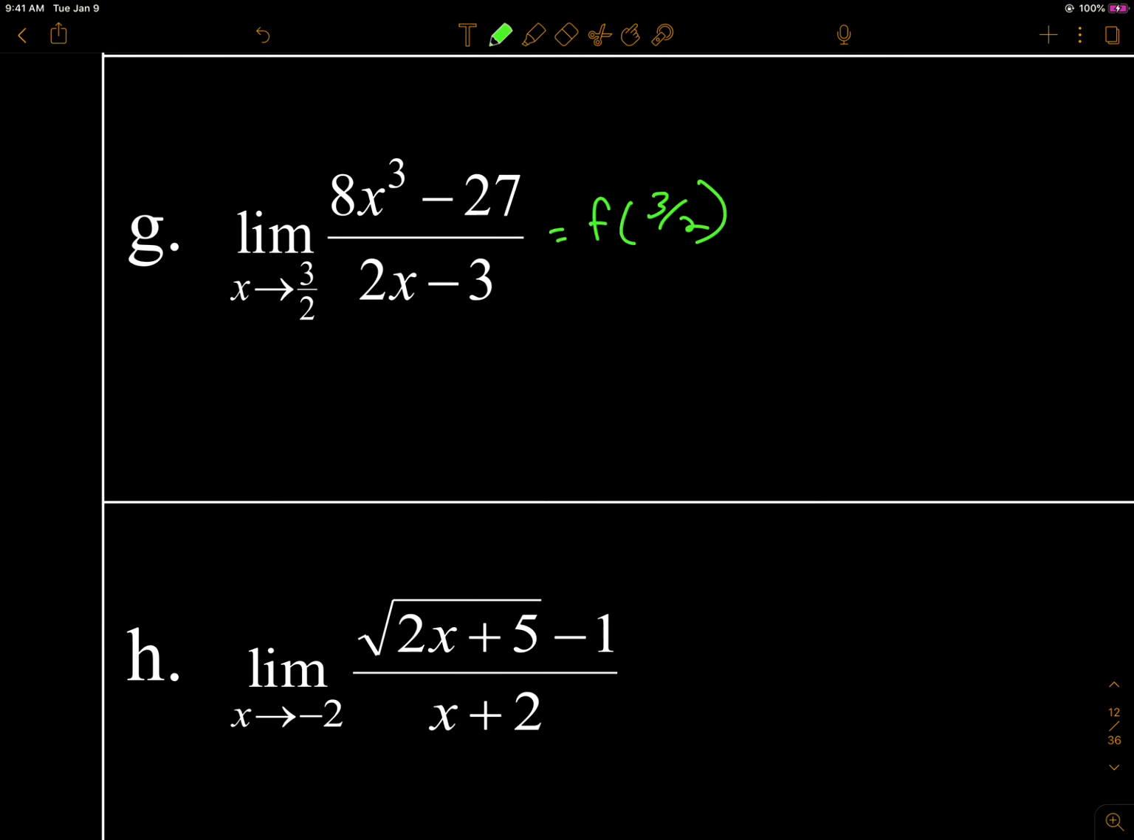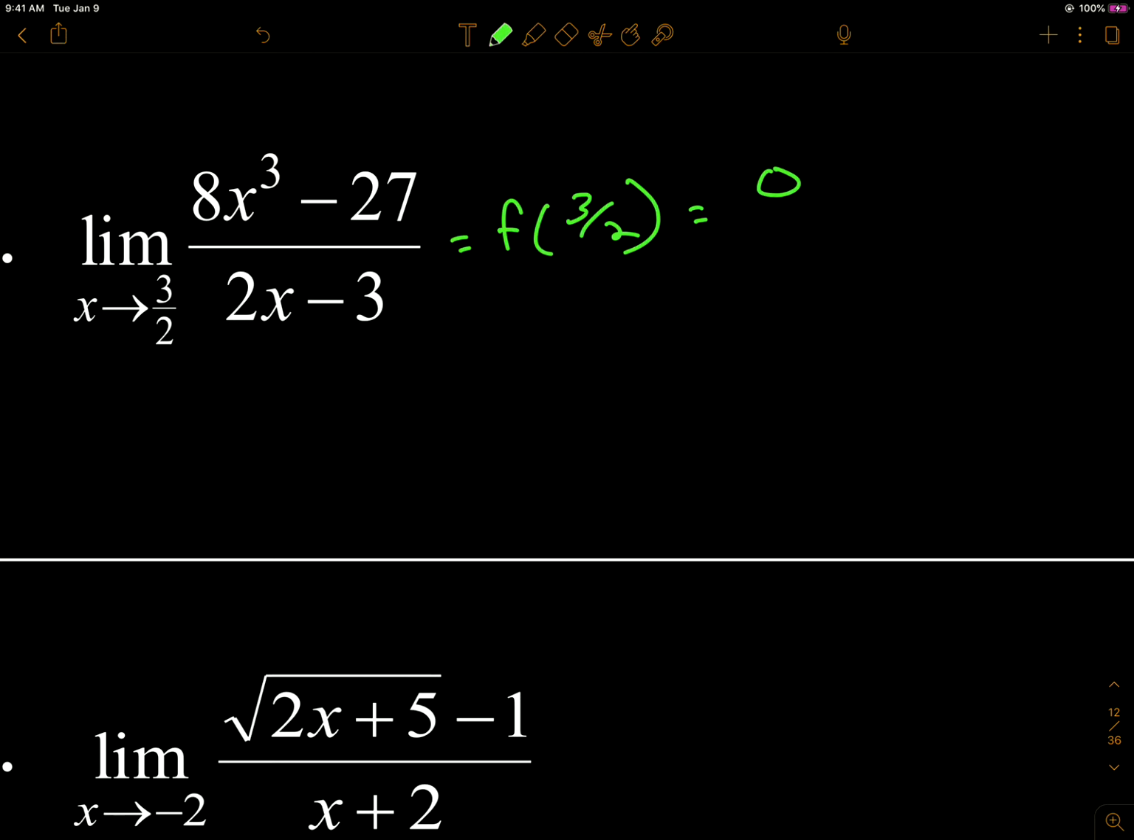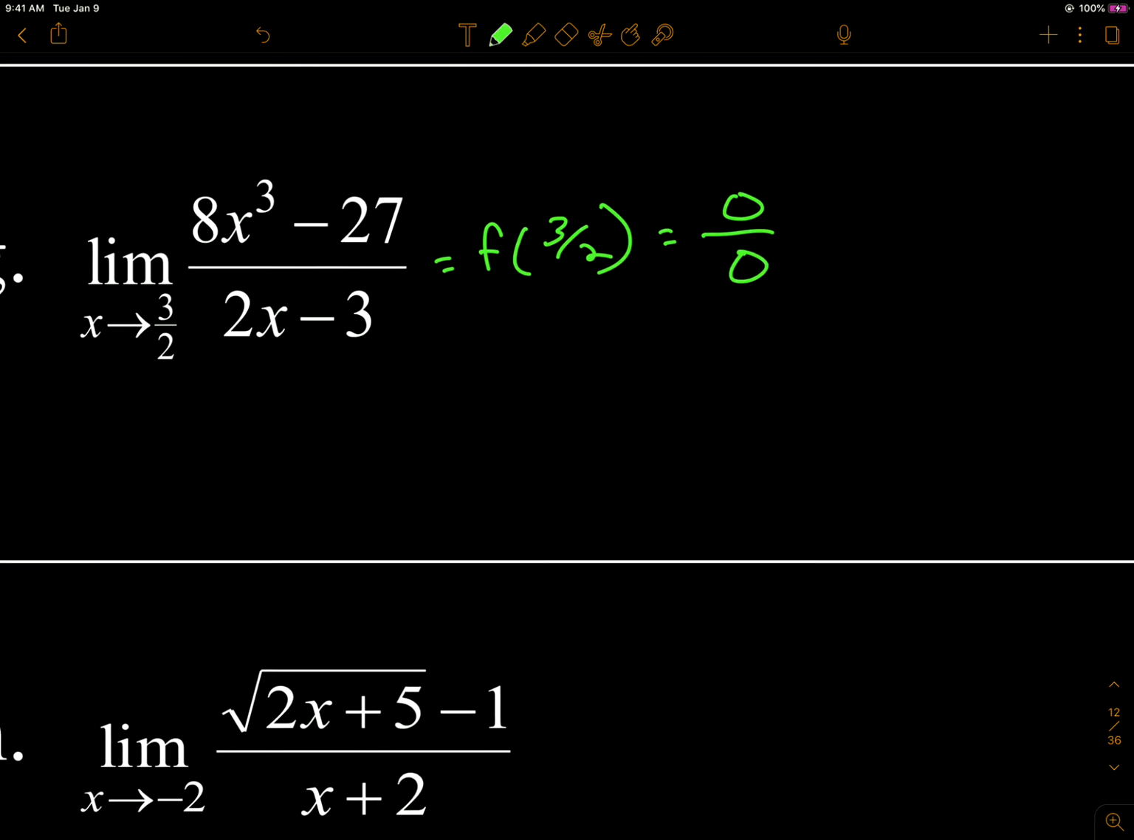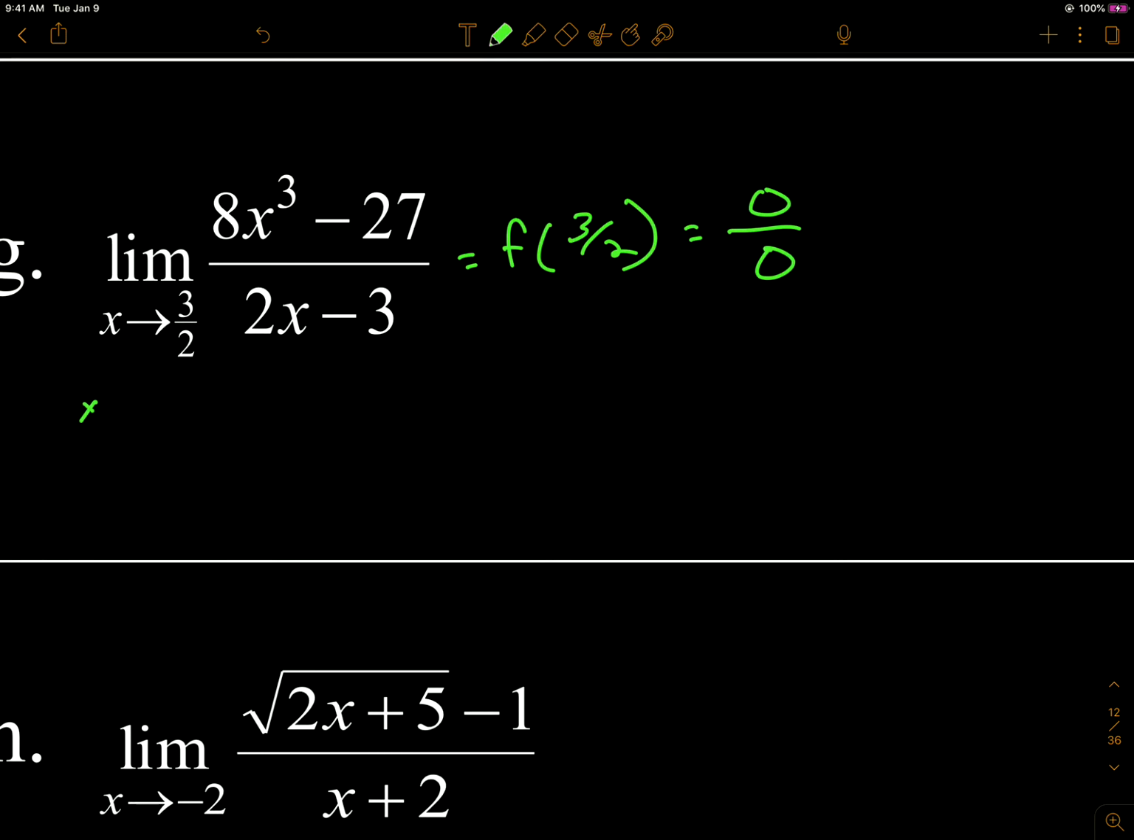All right, let's plug in 3/2 here. So up top I get 0. On the bottom I also get 0. So that means that we must be able to factor out an x minus 3/2.